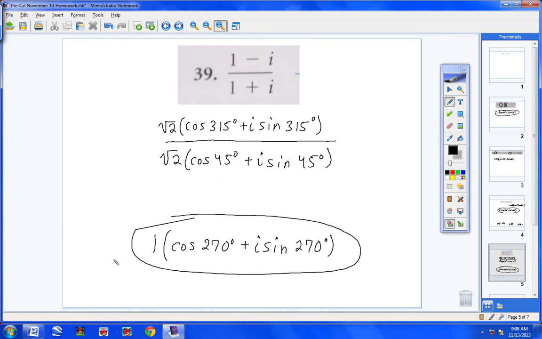So we're cruising right along. I think you'll find this homework assignment pretty easy. And let's move on to number 41.